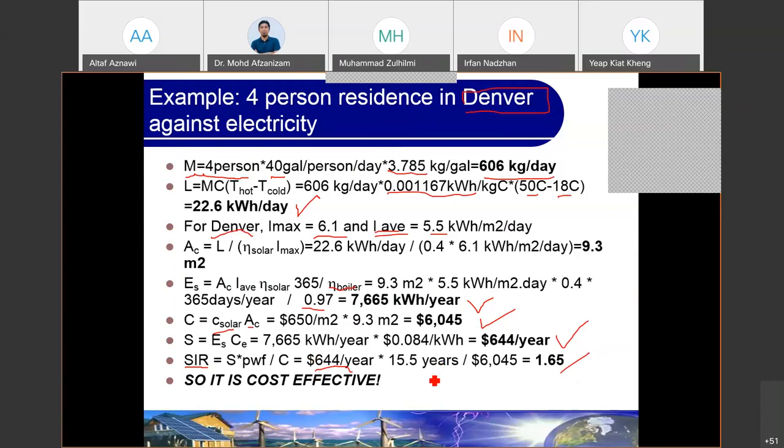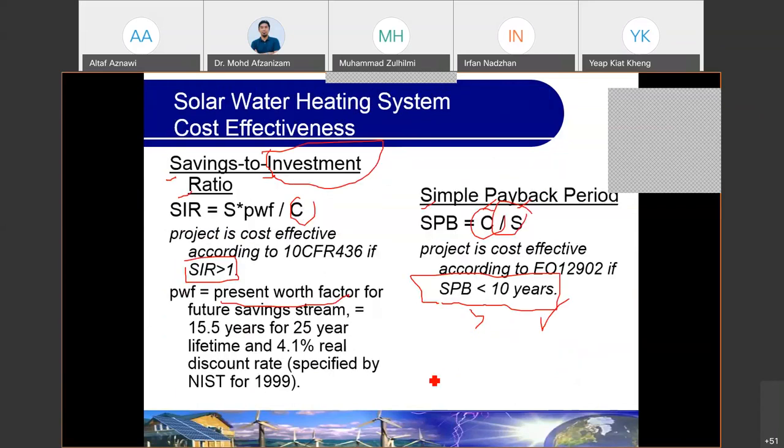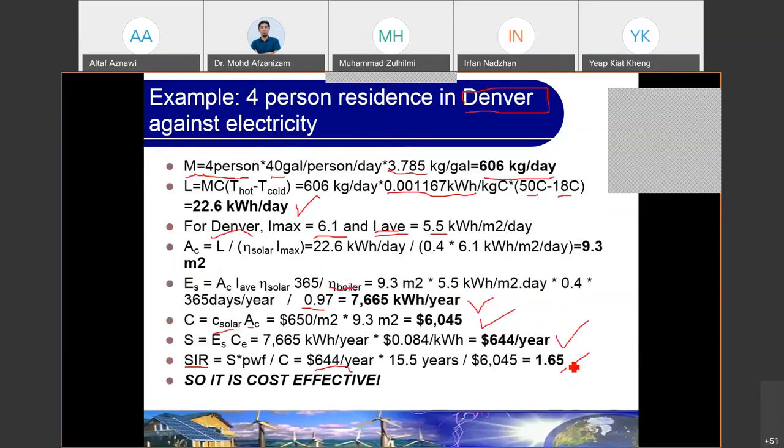And knowing that, as mentioned just now, if the SIR is greater than one, it means that it's worth investing in this kind of system. Here we managed to get above one, which is 1.65. So that's the basic calculation related to solar thermal energy.